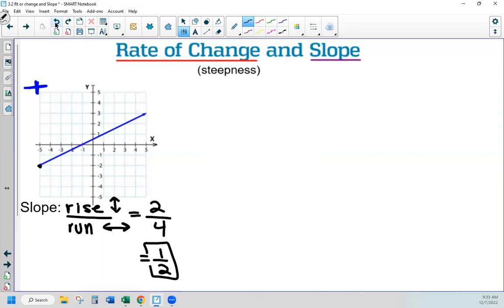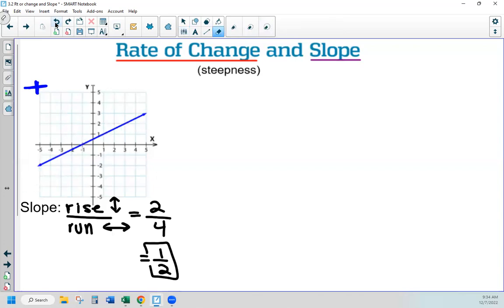For example, check it out. Let's say I'm right here. If I go up 1 and to the right 2, I'm on the line. If I go up 1 to the right 2, I'm on the line. If I go up 1 to the right 2, this is the blueprint, or the rate of change. This is the pattern that creates this line. A sloped line is created by its pattern of rise over run. And in this case it's 1 over 2, okay?